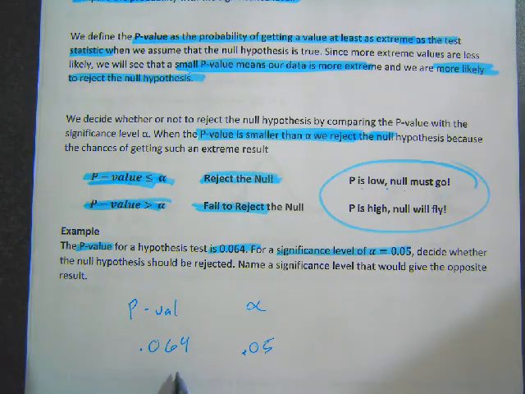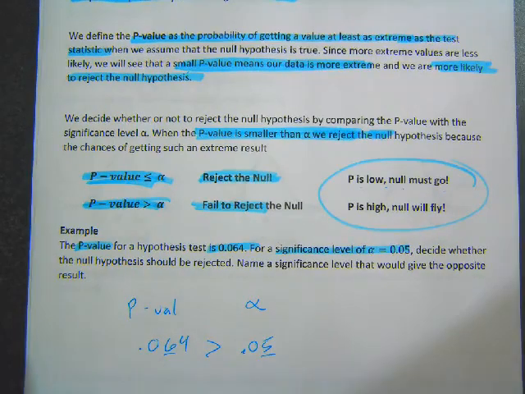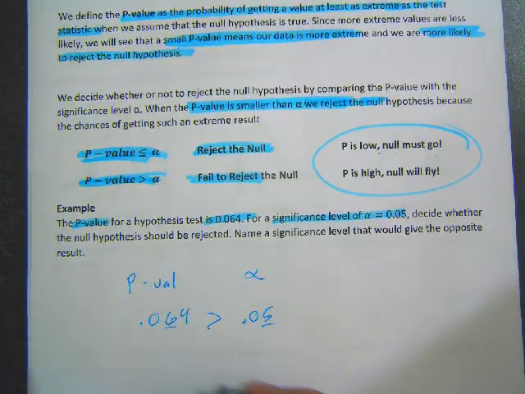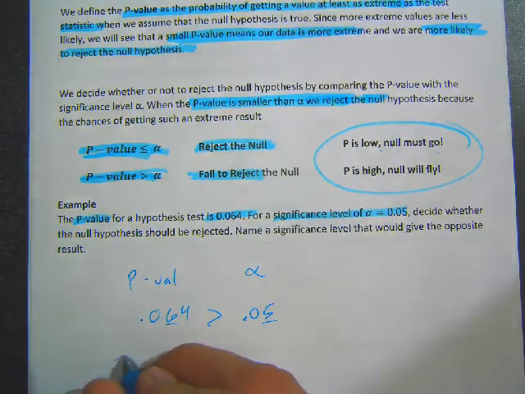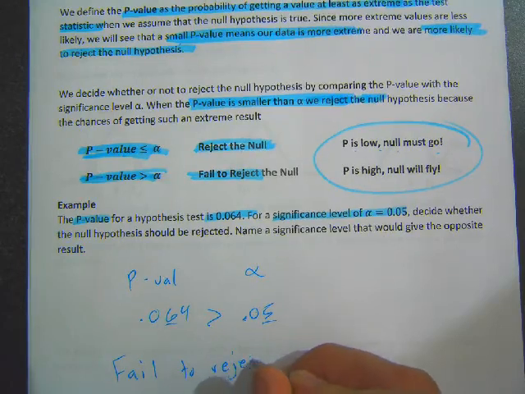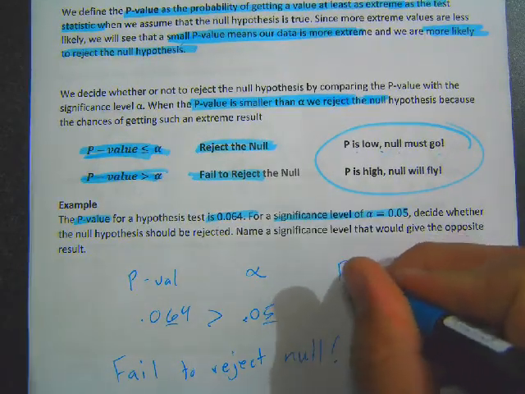And we can see that 0.064 is actually a little bit bigger than 0.05, right? 0.0 and then 6, 0.0 and then 5. The 6 is a little bit bigger. Which means for us, since this is bigger than that, the p-value is too big, we fail to reject the null. P-value is too large.